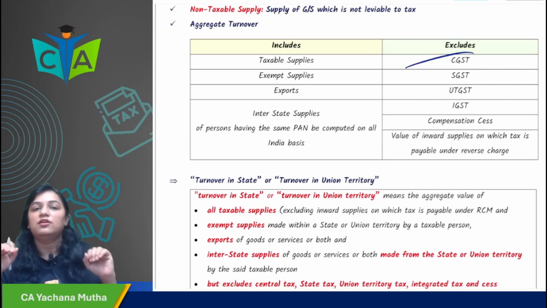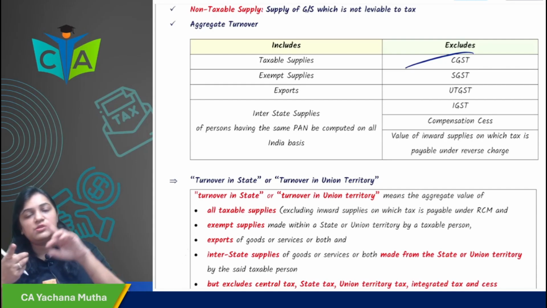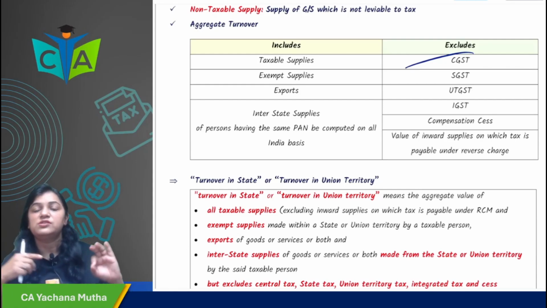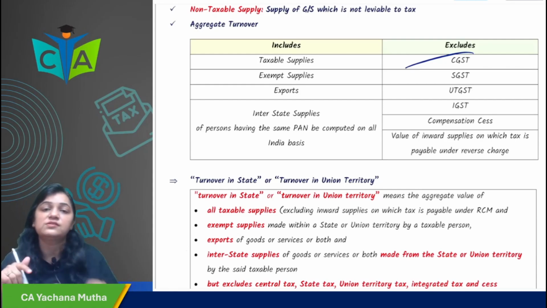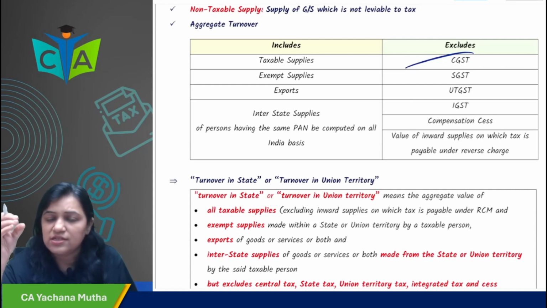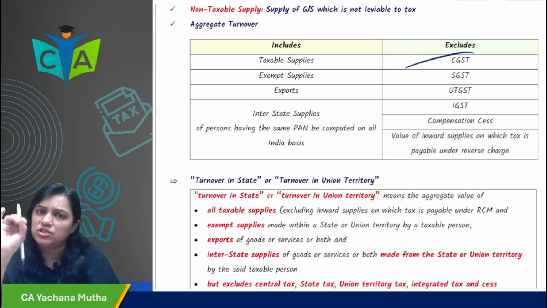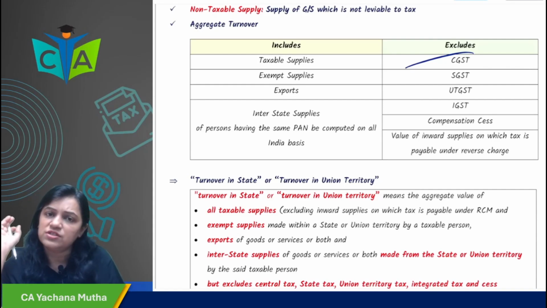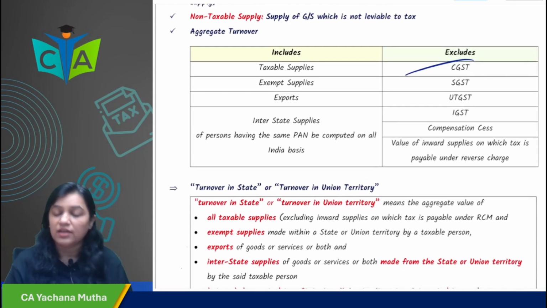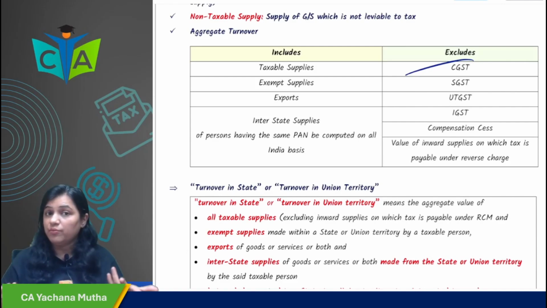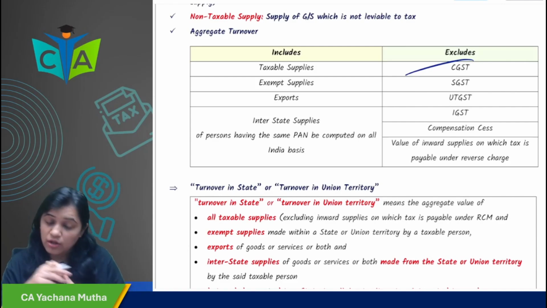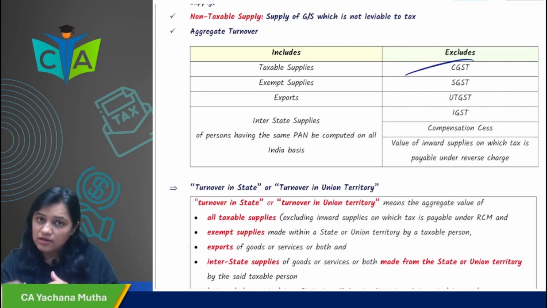So, aggregate turnover includes what? It includes taxable supply, exempt supply, exports, and interstate supply of the person having the same PAN. It should be computed on all India basis. However, it excludes GST: CGST, SGST, UTGST, IGST, compensation cess, everything. It will exclude GST in short, and inward supply on which tax is payable under RCM. So, this was one definition of aggregate turnover. Are you eligible for composition scheme or not is decided by aggregate turnover.